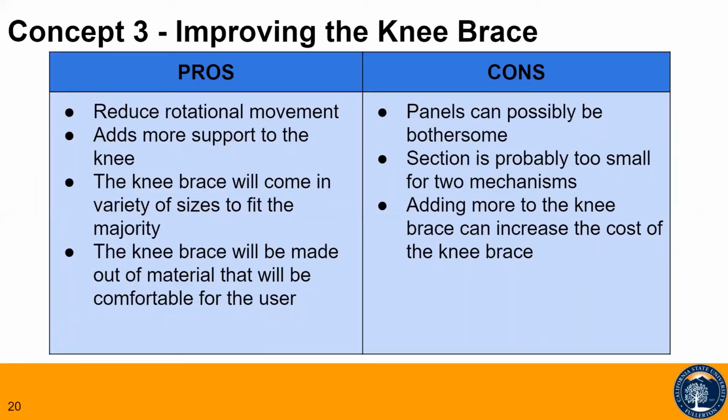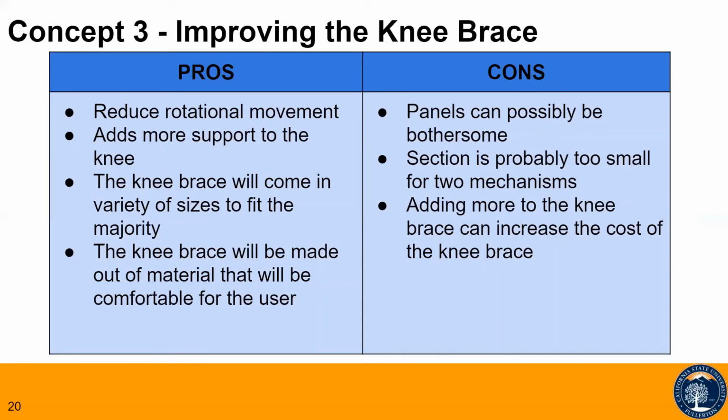Some pros and cons to the concept: for pros, it reduces rotational movement, so it would limit the knee rotation, whether it's inward or outward. It would add more support to the knee. Because it is a knee brace and knee braces already exist, it will come in a variety of sizes to fit the majority. And the material would be used for pre-existing knee braces, so the knee brace would be comfortable.